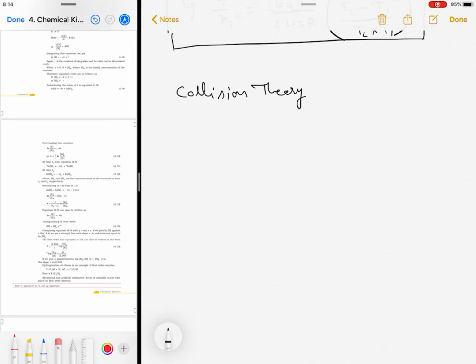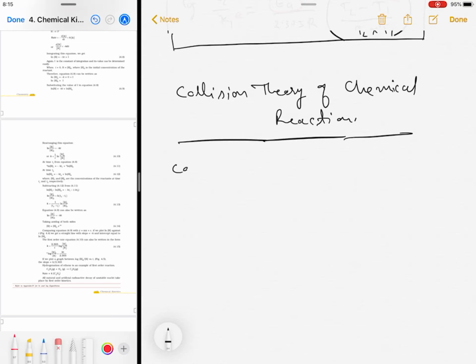Collision. So according to this theory, whenever a chemical reaction takes place, the reaction will take place only when there are some effective collisions between the reacting molecules, and the number of collisions that are taking place per unit volume per second is known as collision frequency. We have studied it earlier in the Arrhenius equation also.